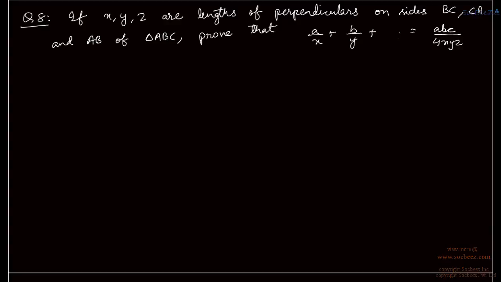This must be C by Z, that has to be symmetric. Okay. So this is C by Z is equal to A plus ABC by 4XYZ. Okay.